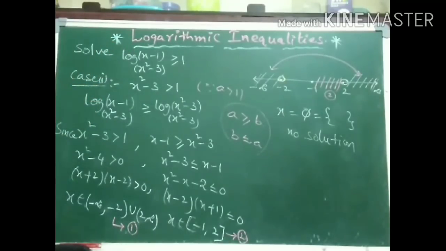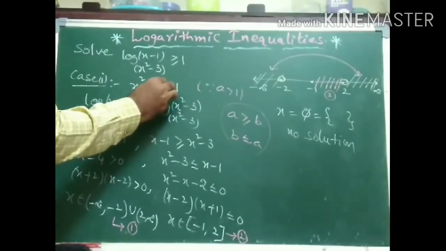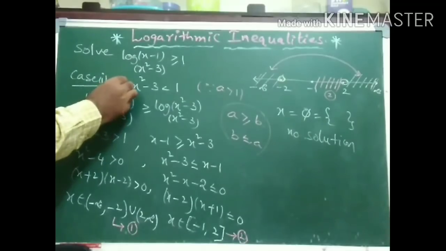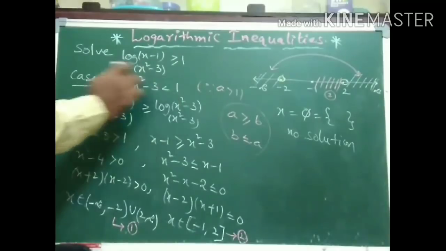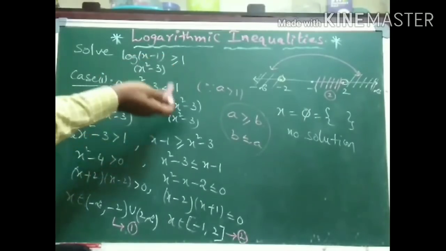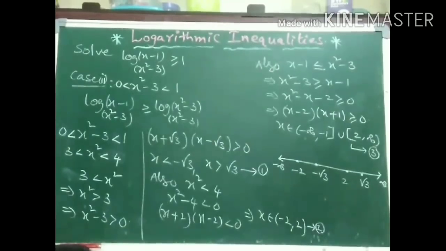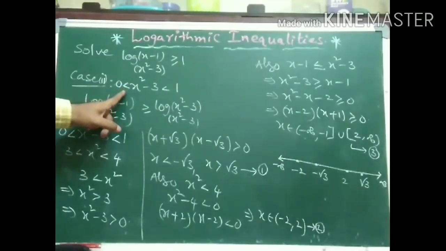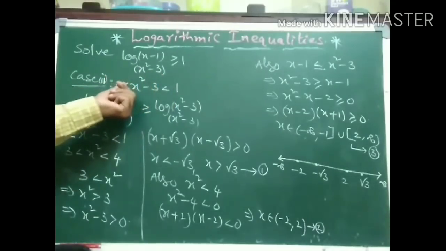Now we need to go for case 2. What is case 2? x square minus 3 lies between 0 and 1. Okay, so when it is 0 to 1, definitely the inequality is going to be changed. So let us see how we can further simplify this. So coming to case 2, that is when x square minus 3, that is the base, lies between 0 and 1.